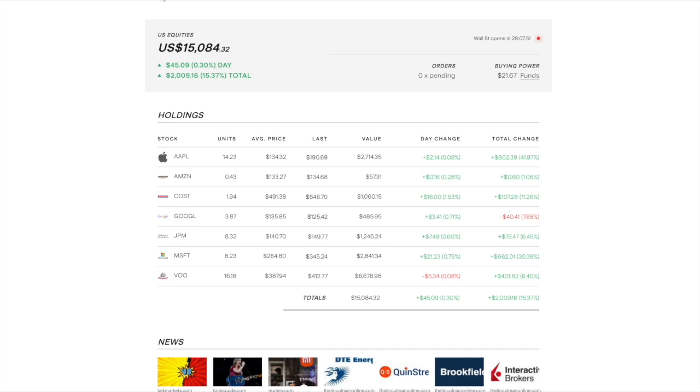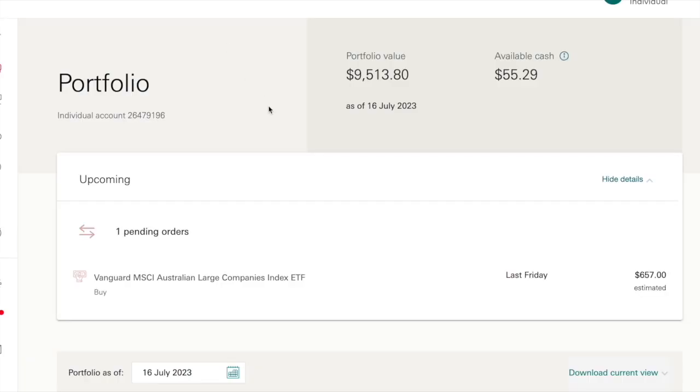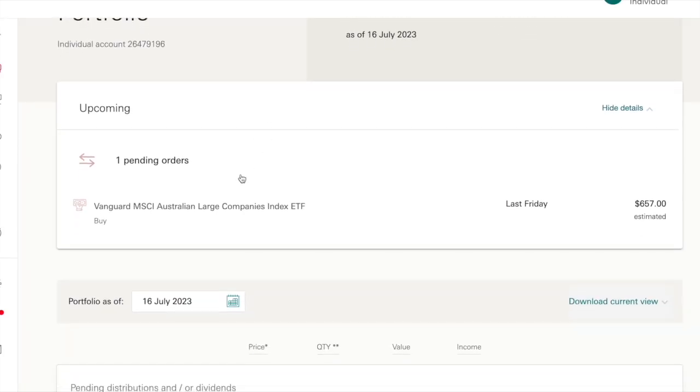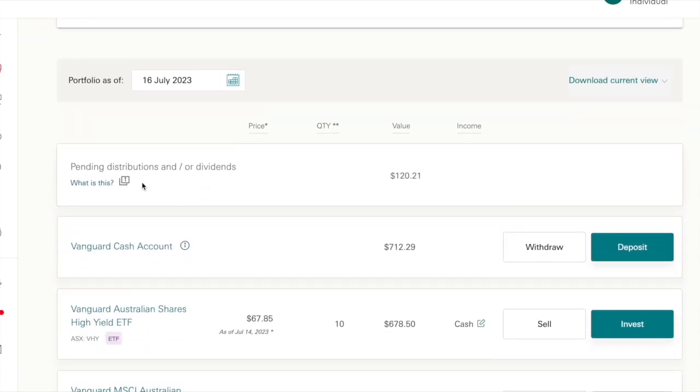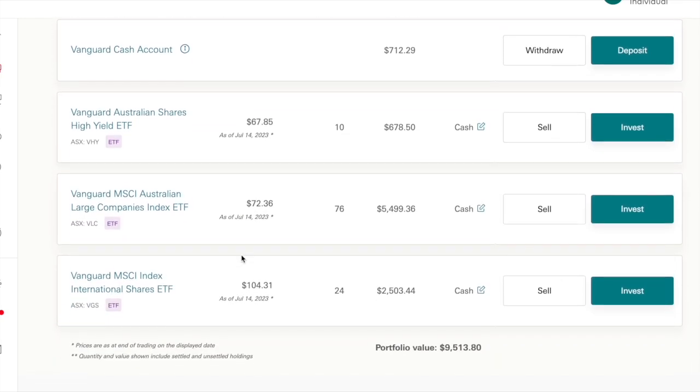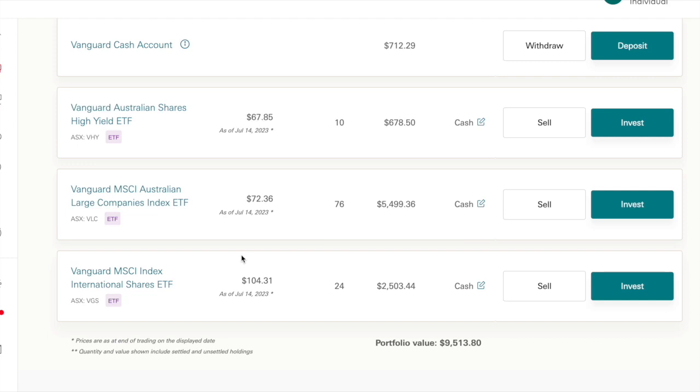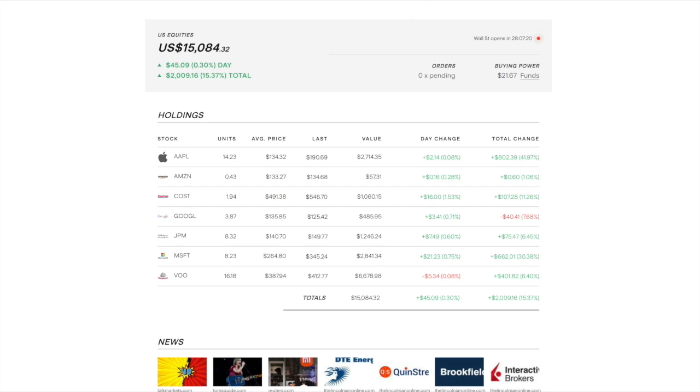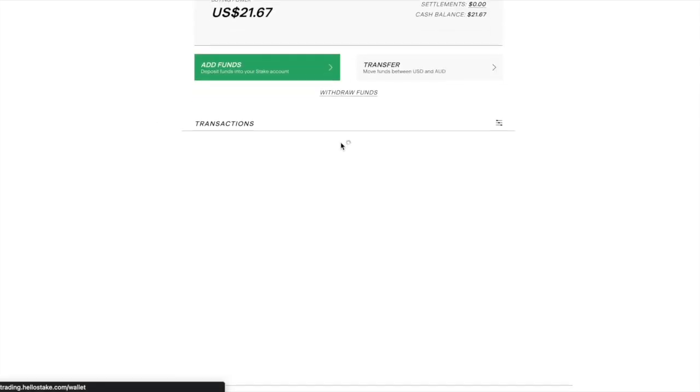In regards with changes to my portfolio, not much has happened. In my Vanguard account, I have added another $600, and I will be buying into the Australian Large Company Index. I also have pending distributions and dividends coming of $120. As you can see, everything looks pretty similar, and I'll go through the Excel graph soon and show how my portfolio is weighted.